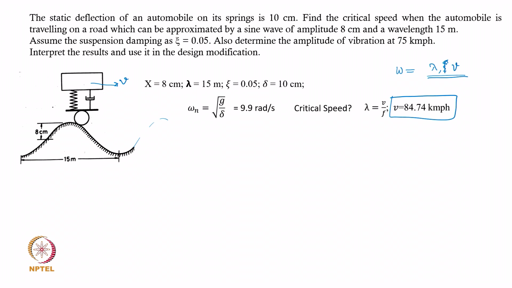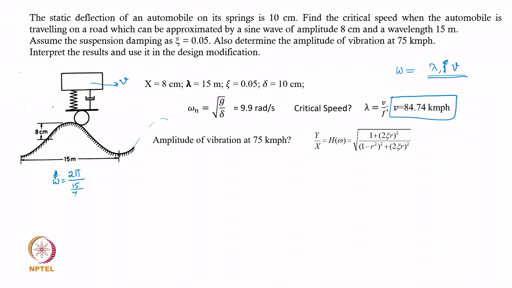Okay. Now, the last part is how do I find the amplitude of vibration at 75 kmph. I can also get this 75 kmph converted into omega. How do I do that? Omega will be 2 pi over capital T, where capital T is going to be 15 divided by 75 converted into meters per second. That is the denominator. So, what this actually is, 2 pi times f, which is v over lambda. Cruising speed 75 kmph divided by 3.6 will give you meters per second, and that gives me omega at 75 kmph. It turns out that it is 8.72 radians per second. Clear?